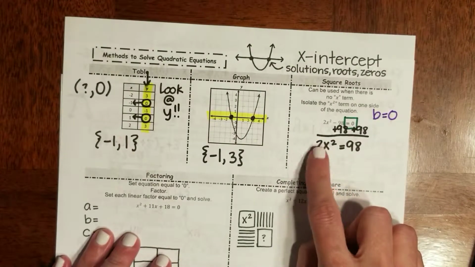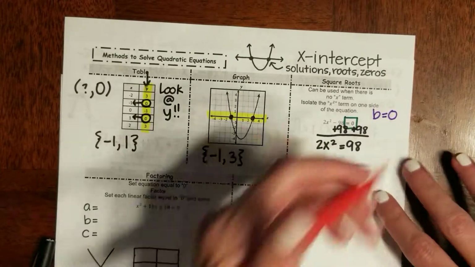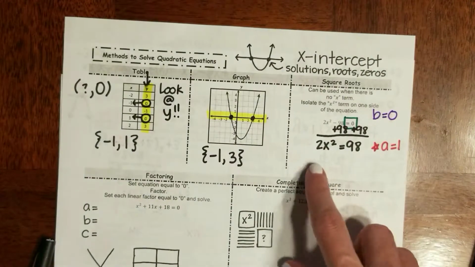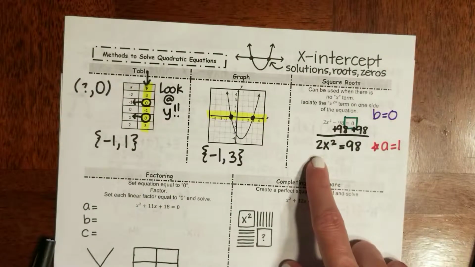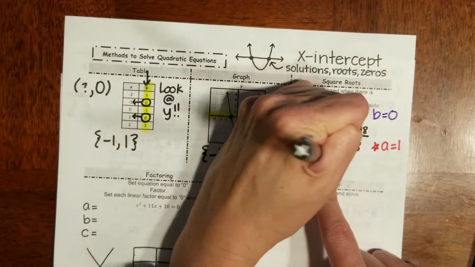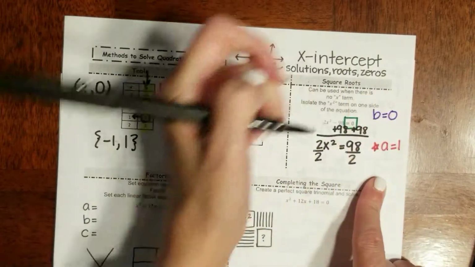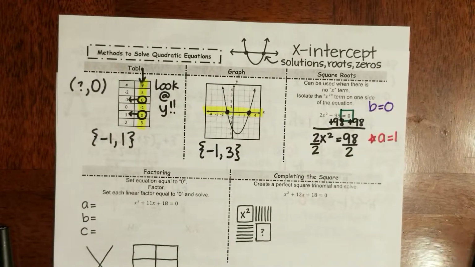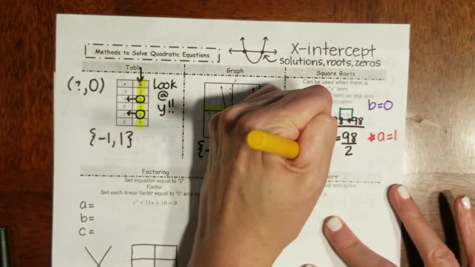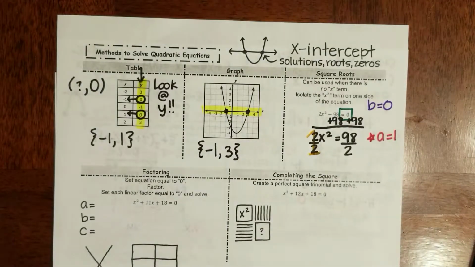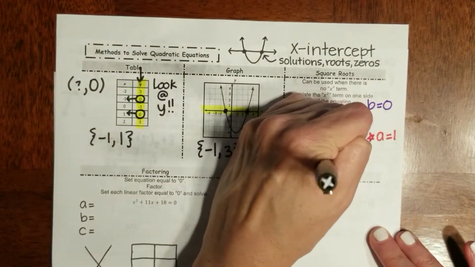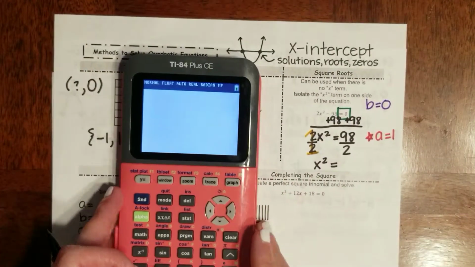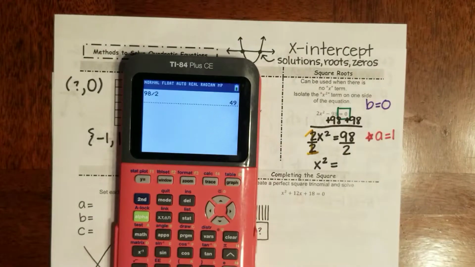And I really want this a coefficient to be a 1, okay? So it's really important if you're going to use the square root method that a has to be equal to 1. If it's not, I can create a 1 here by dividing this a coefficient by itself. So whatever a is, if you divide it by itself, that's always going to give you a 1 because 2 divided by 2, guess what, is 1. Okay, so now I have 1x squared equals, and then I need to divide 98 by 2. So I'm going to go ahead and do that on my calculator. 98 divided by 2. And that is 49.